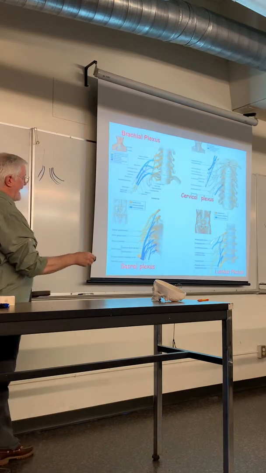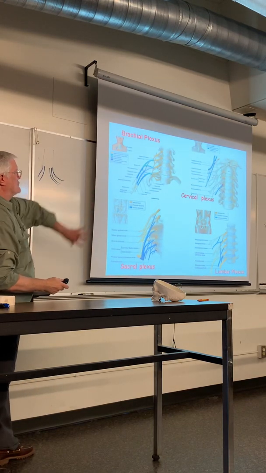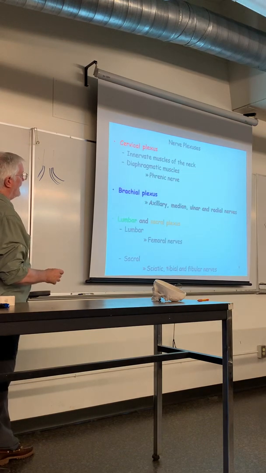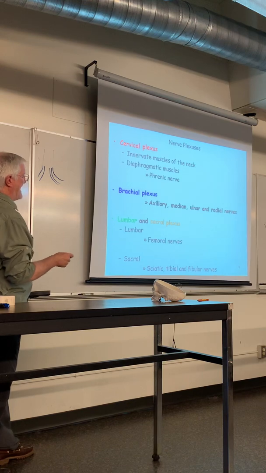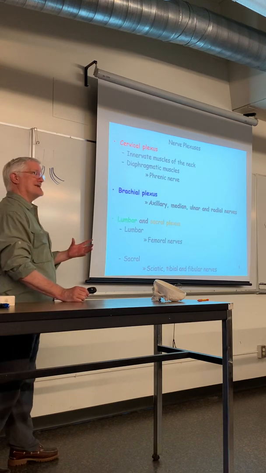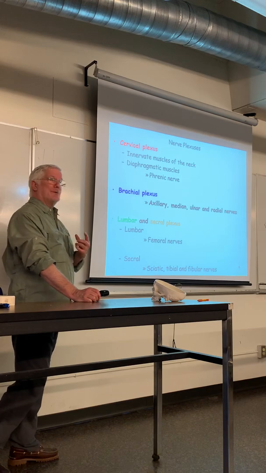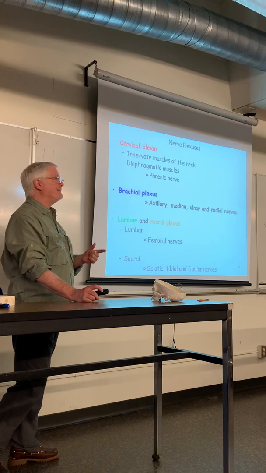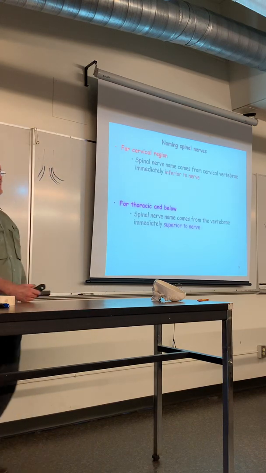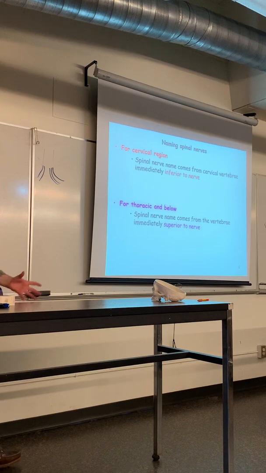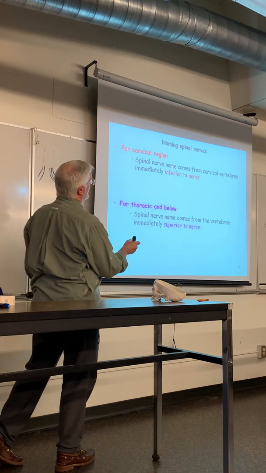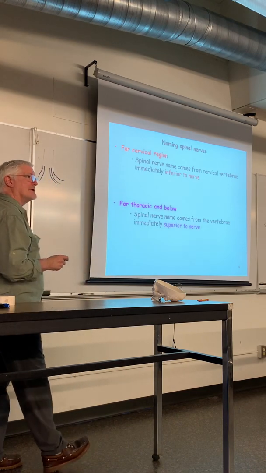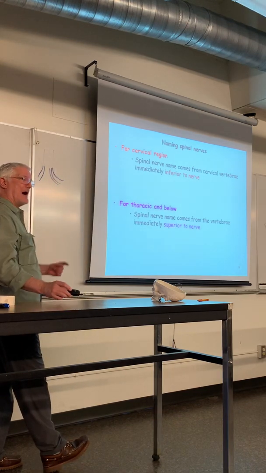You guys don't need to memorize any of this, but if you need access to it, that's there in the future, if you're going to be working with maybe orthopedics or PT. But all of these nerves are actually named by their spinal segment. And we need to learn the rule for naming nerves, right? It's really simple. If I have a nerve found in my cervical region, how do I name it? The spinal nerve name comes from the cervical vertebrae immediately inferior to the nerve. So I name the nerve for the vertebrae found below it.